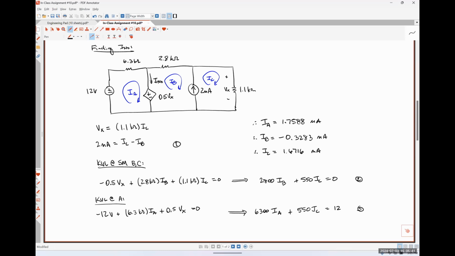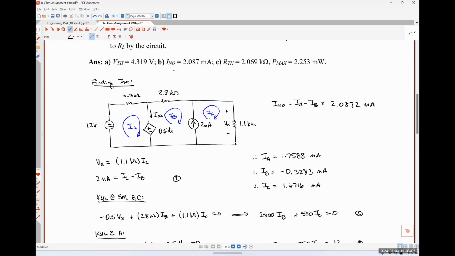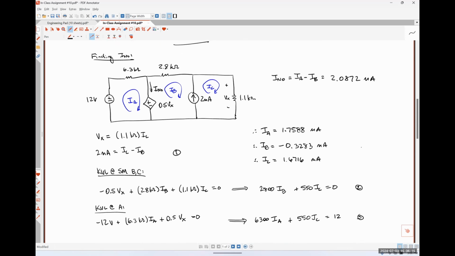What would I Norton be in terms of those mesh currents? IA minus IB. So I'm going to go ahead and throw that into my calculator as X minus Y. And I get 2.0872 milliamps, which seems to agree. Any questions about how we used mesh analysis there to solve for our Norton current?